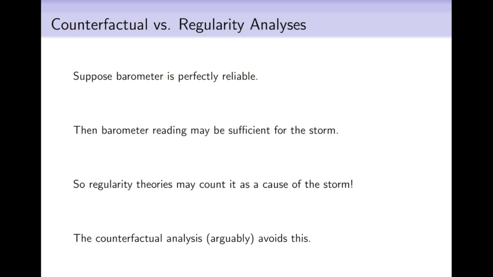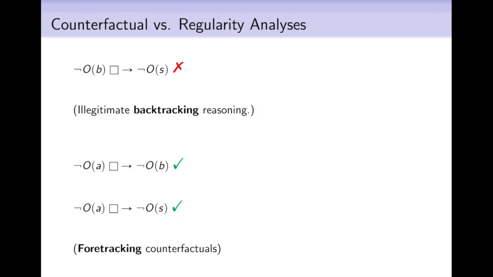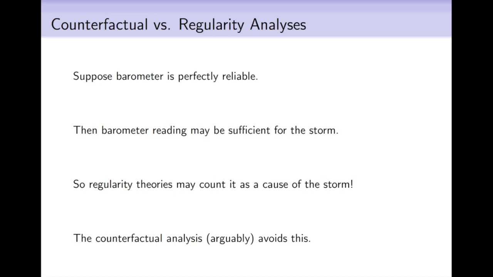So the worry is that the barometer reading, the barometer saying there's going to be a storm, is going to come out as an INUS condition of the storm. But of course, the barometer reading doesn't cause the storm, right? That'd be kind of magic if it did that. It predicts it, but it doesn't cause it. The atmospheric pressure is what causes the storm, and also causes the barometer reading. Now, so looks like the INUS account has problems with this. And Lewis is going to say that his counterfactual analysis can avoid this. And again, that's going to rely on this idea that backtracking counterfactuals come out false, right?